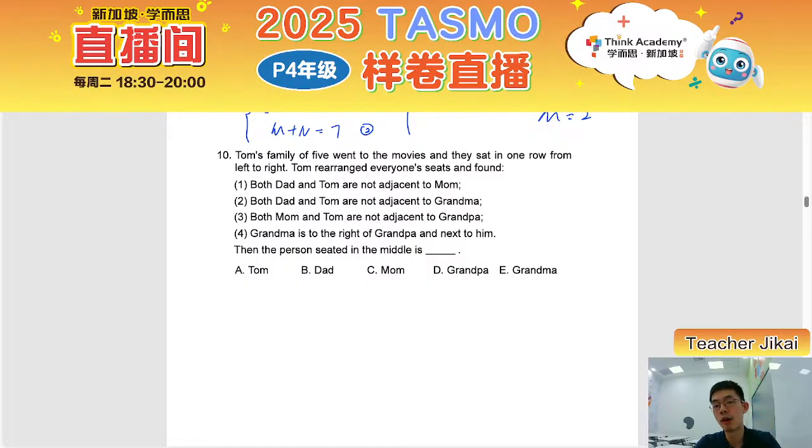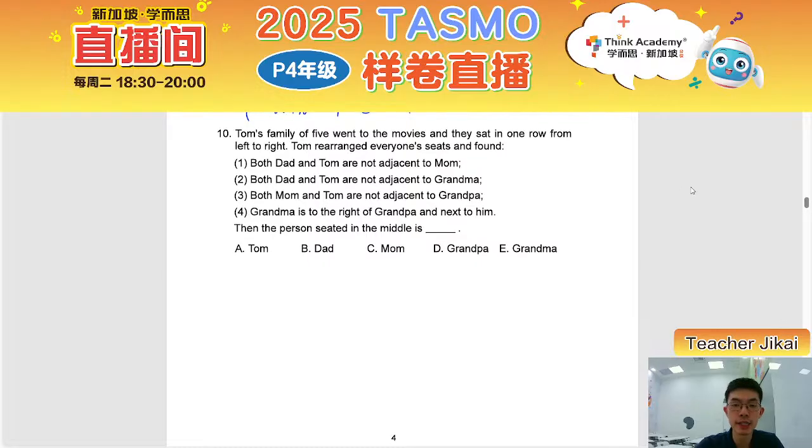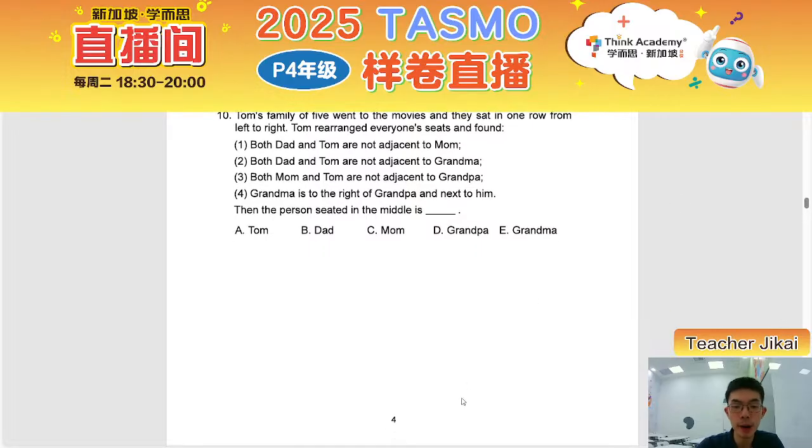Grandma is to the right of the Grandpa and next to him. So based on it, we know how they are seated, a part of it, right? We know a part of it. So based on the fourth criterion, we know Grandma is sitting next to Grandpa and at the right. So Grandpa, if it is here, right? Grandma should be at the right here, right?